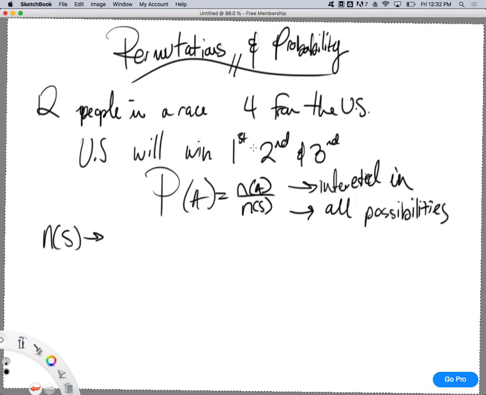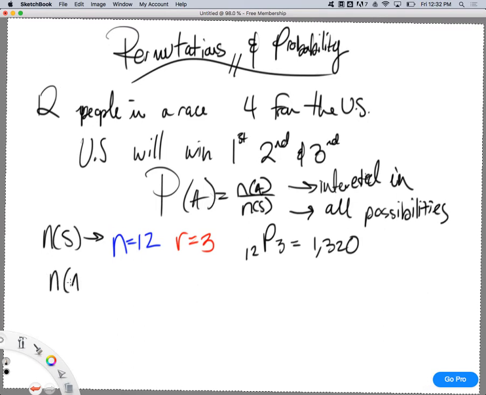So N(S) in this case, what's n? 12, good. I have 12 total people to choose from, and how many am I choosing? 3, good. Choosing 3 at a time for first, second, and third place. So it's 12P3, which is 1,320.